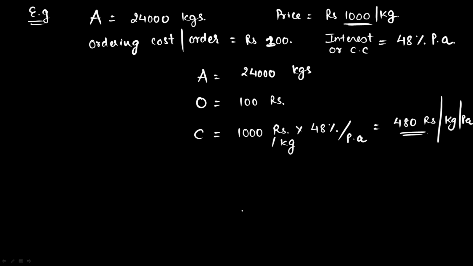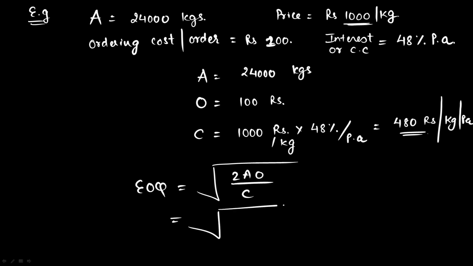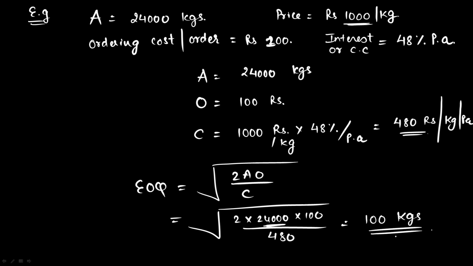I am using Wilson's formula, finding out EOQ by using the formula under root 2AO divided by C, which is under root 2 into 24,000 into 100 divided by 480. What is the answer? Can you tell me? It is 100. It is not rupees. Please try to understand, 24,000 is in kgs, so the answer is also in kgs.